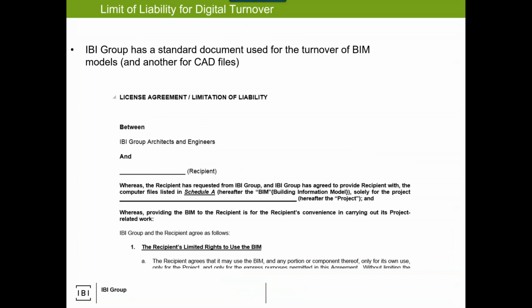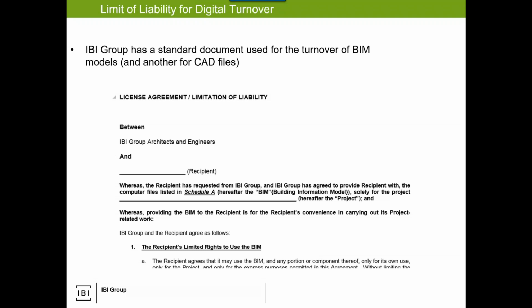Now, what if there is no contract appendix? That's something to think about, because what the contract appendix does, specifically that clause of, if I give you my model, you can use it, and you're using it for the purposes I've stated. So when that doesn't exist, what IBI uses is this kind of limit of liability. We've changed the name many times, but it's kind of like a digital turnover waiver, if you will.